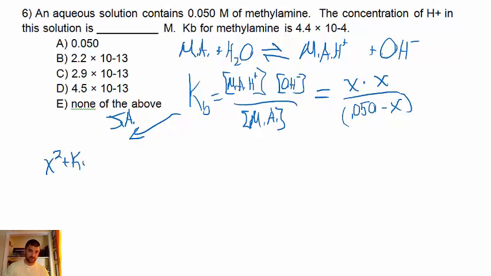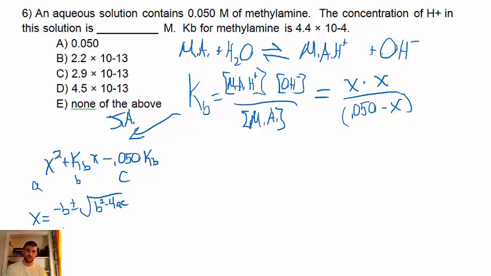So I'm going to get x squared plus Kb x minus 0.050 Kb. And I know what Kb is, so I can plug in the numbers and get my a, my b, and my c values so that I can plug them into my quadratic equation: negative b plus or minus the square root of b squared minus 4ac, all over 2a. And I'm going to get one x value that makes sense, and it is going to be 0.00448. Right? So that is my concentration of OH minus.